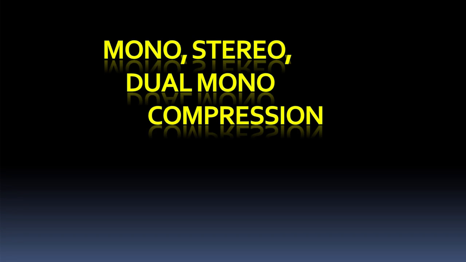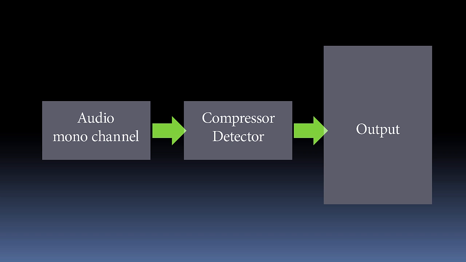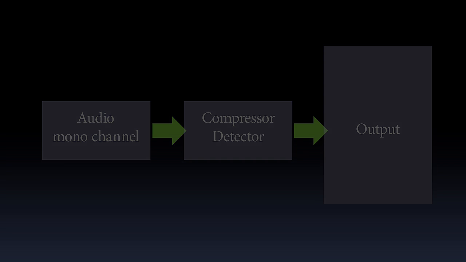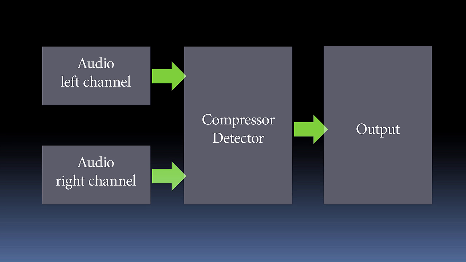Also, newbies have a question about what a dual mono compressor is. The answer is simple. Usually we work with a mono or stereo compressor. A mono compressor is a single channel device. A stereo compressor, respectively, has 2 channels.